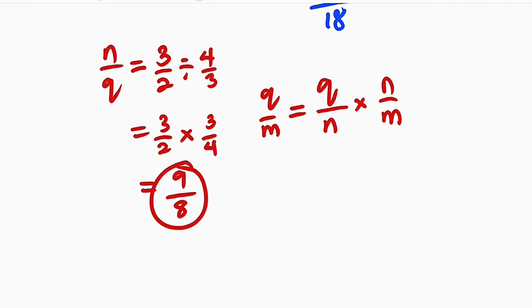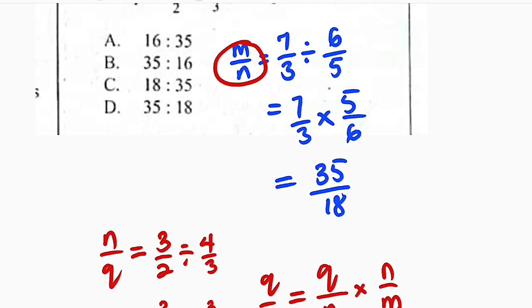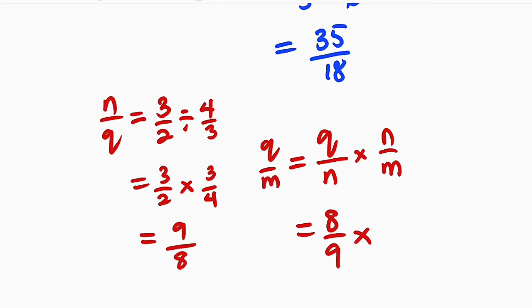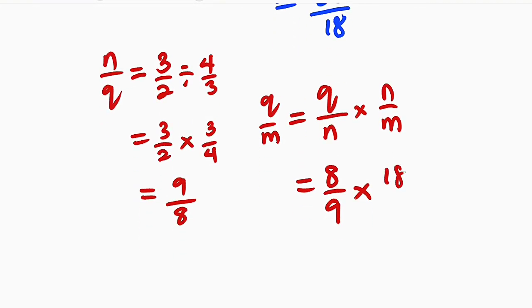Instead of 9 divided by 8, we are going to take it as 8 divided by 9. Multiply by N divided by M. We have M divided by N, not N divided by M. We're equally going to take the reciprocal. Instead of 35 divided by 18, we're going to take it as 18 divided by 35.